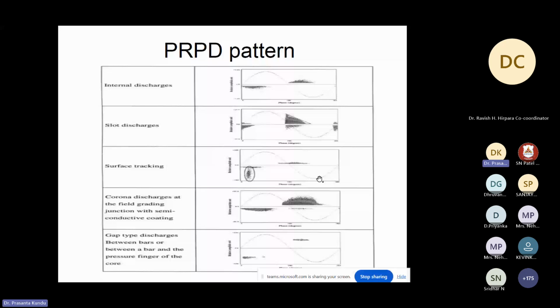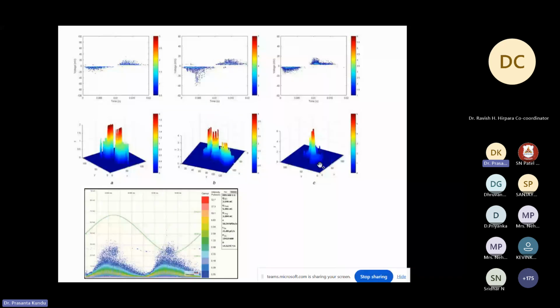So if it is surface tracking, whether it is more prone or less prone, we can identify it according to this. So these are a few PRPD patterns. It can be a two-dimensional view or a three-dimensional view in these cases, and the color bar indicates the intensity. How much is the intensity of these discharges? Higher intensity discharges, lower intensity discharges. Based on that, we give the color code for the different partial discharges.